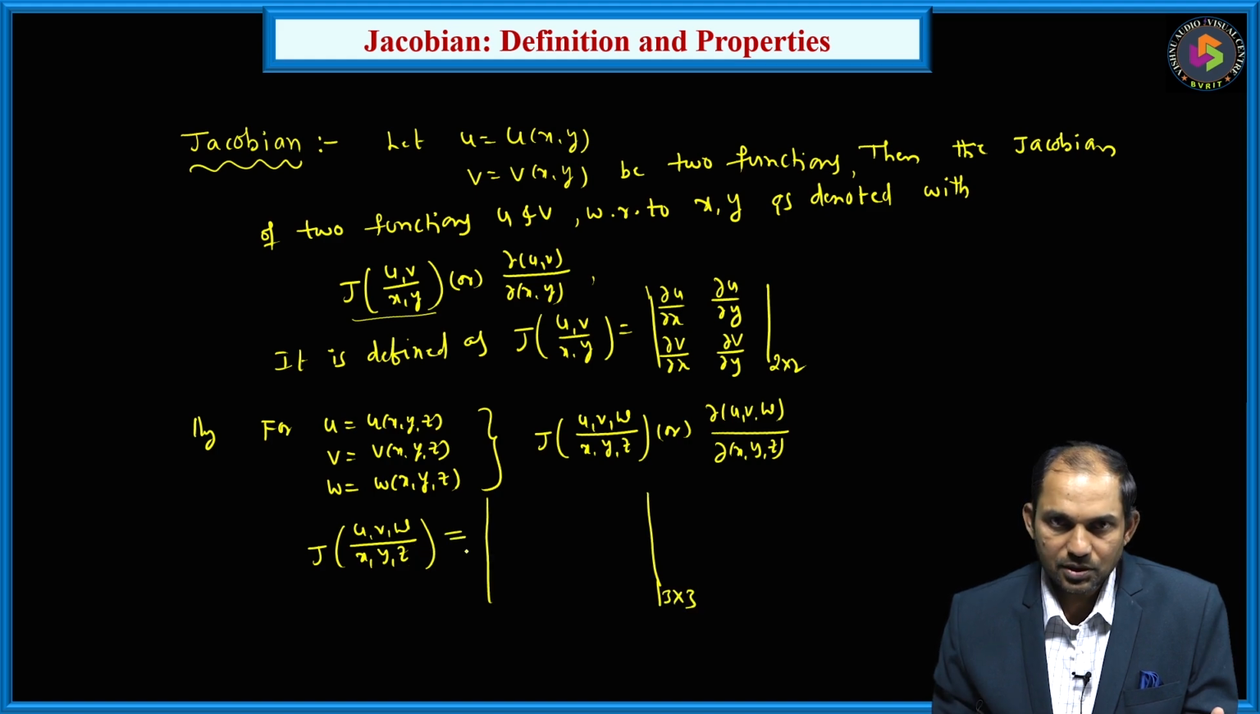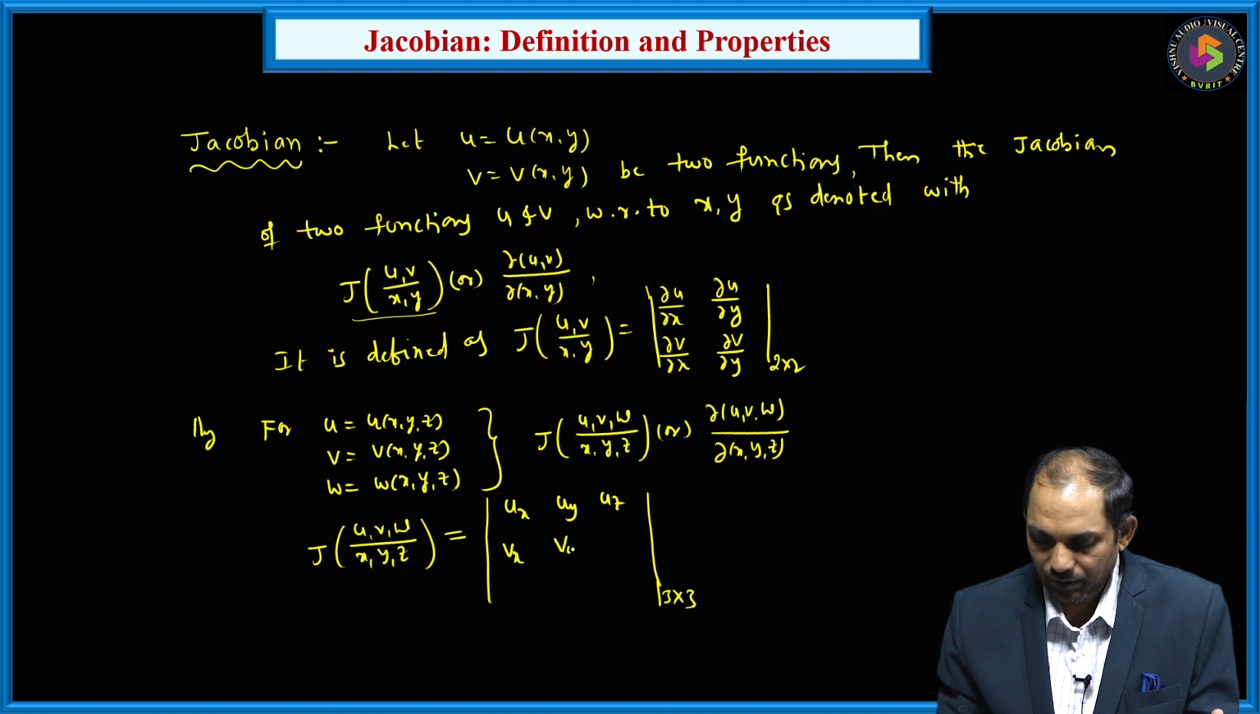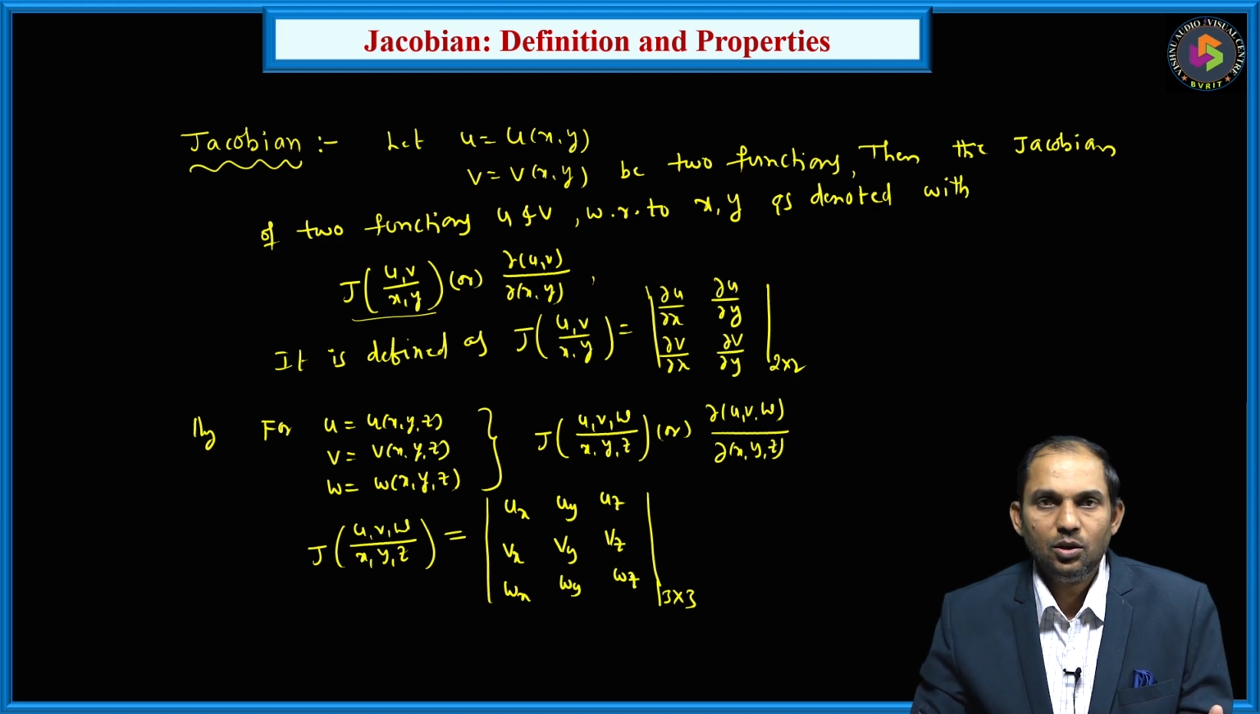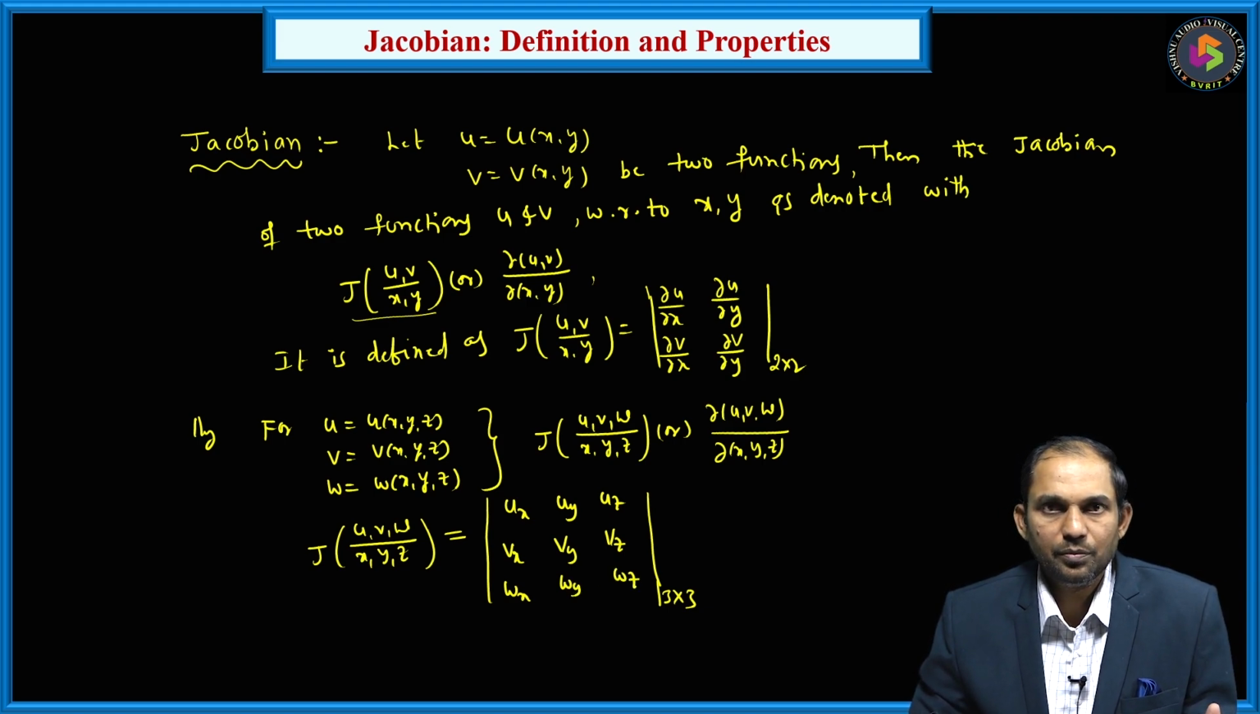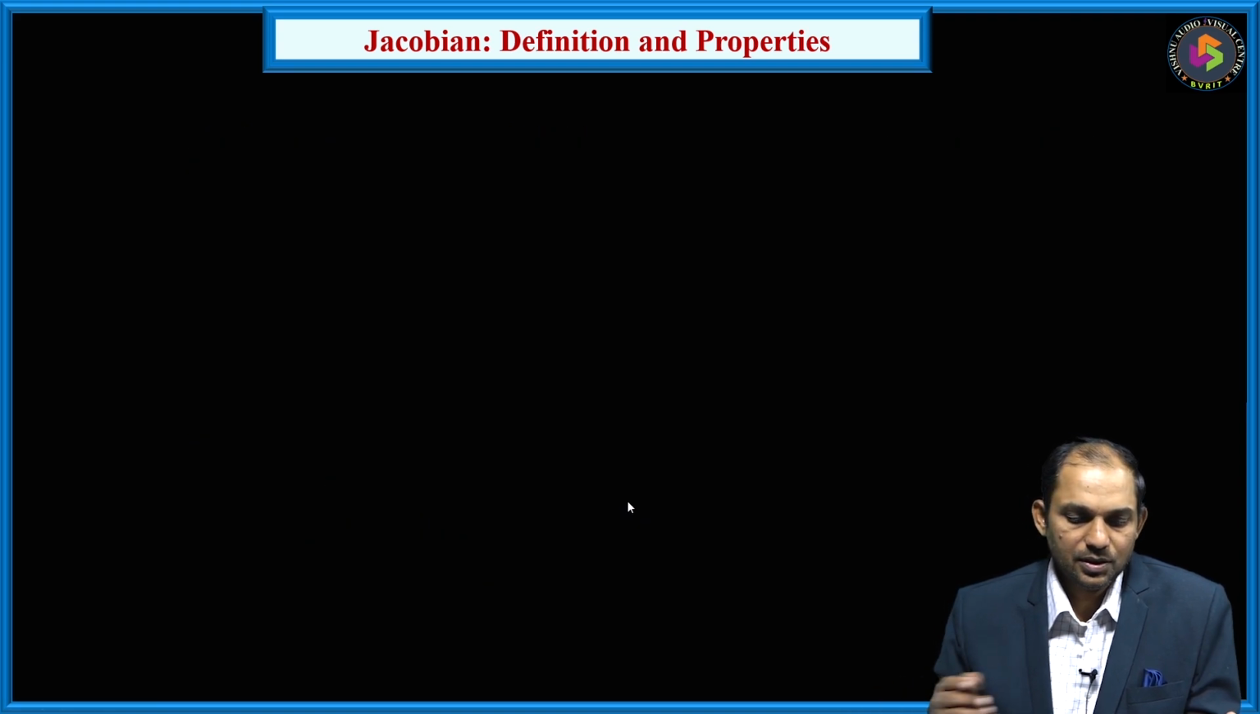it is defined by means of determinant of order 3 by 3, in which first row consisting of first dependent variable partial derivatives ux, uy, uz, vx, vy, vz, wx, wy, wz. This is how we define the Jacobian for two dependent variables as well as three dependent variables. In general, we can also define for n dependent variables also. Now we will see one important definition.